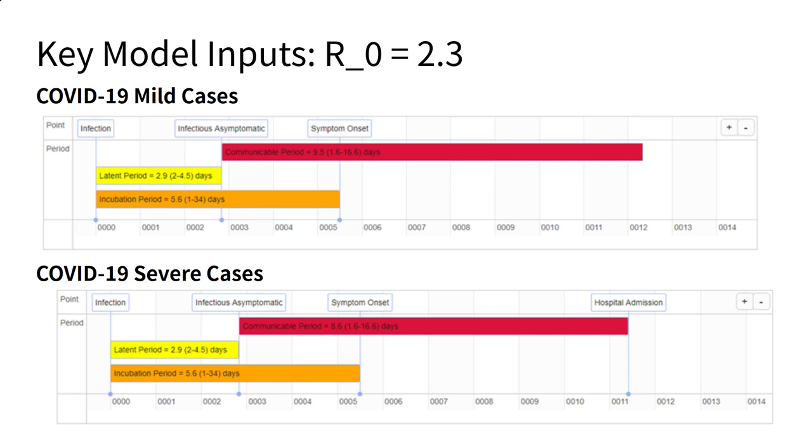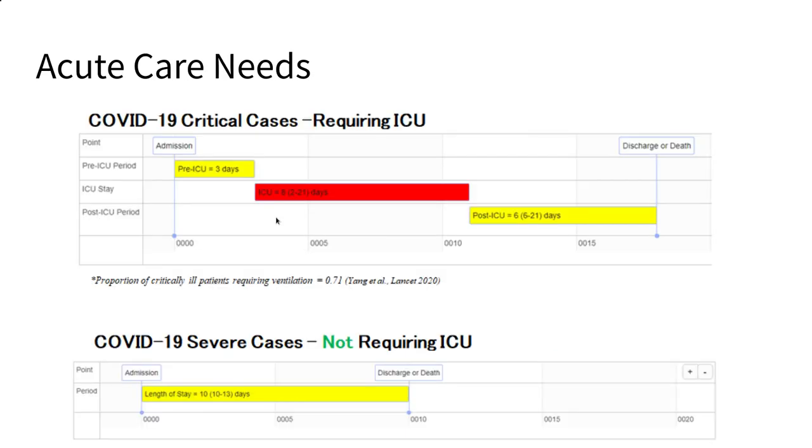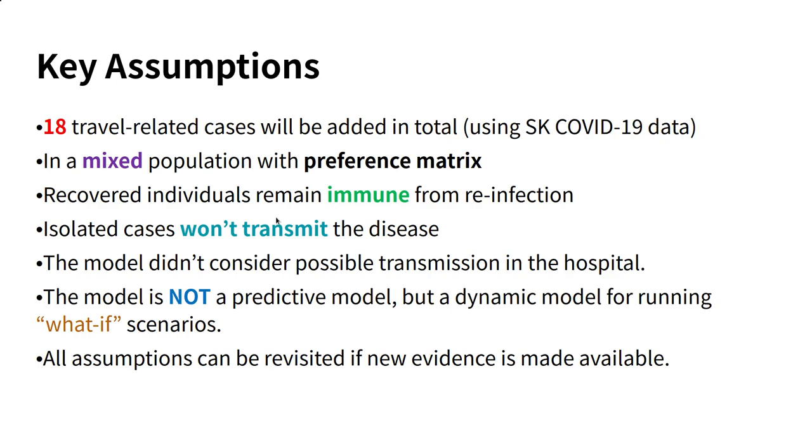There's some frequent depiction of model dynamics. I won't have time to go into this in detail, but it's familiar to many of you. We have a representation of acute care flow, and indeed the risk of mortality, for different levels of case presentation. Within this context, there's a preference matrix that represents many of the assumptions associated with mixing within the transmission. Recovered individuals are assumed to remain immune from reinfection. And we treat isolated cases as effectively isolated at a level that they won't transmit the pathogen.